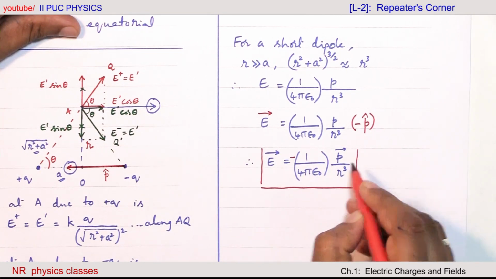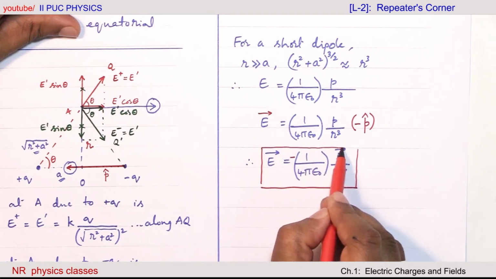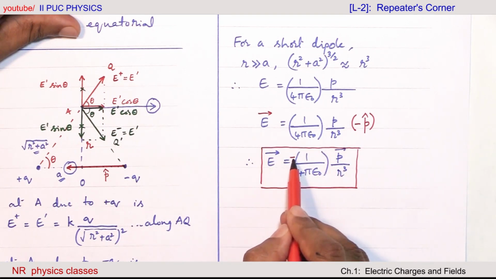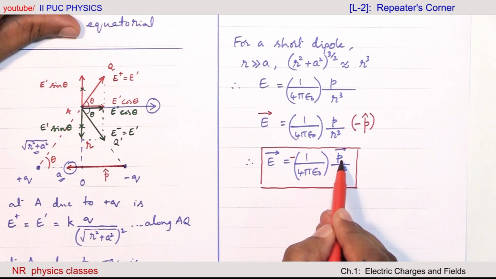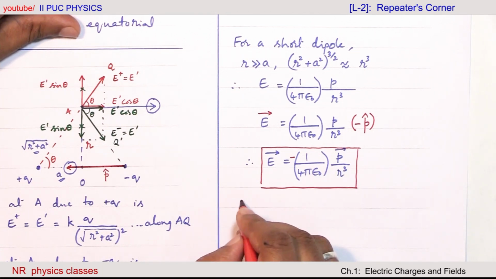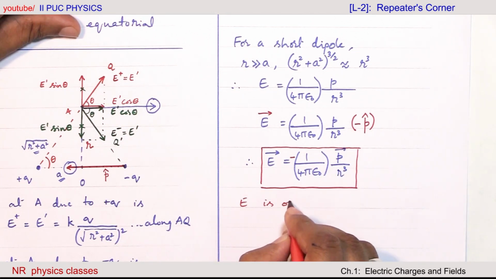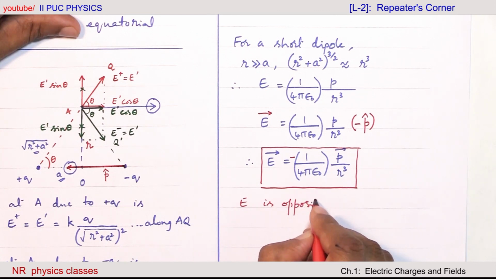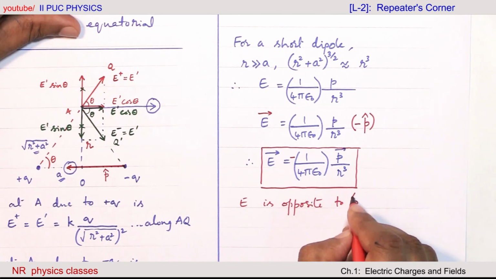Why that negative sign? The direction of electric field is opposite to the direction of dipole moment. Electric field is opposite to the dipole moment P cap.